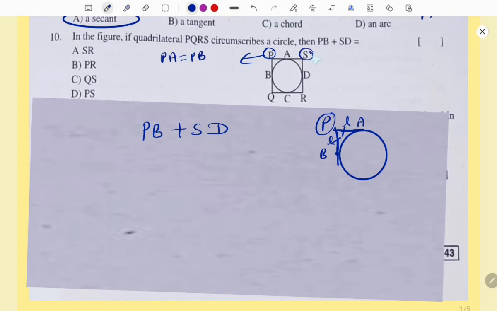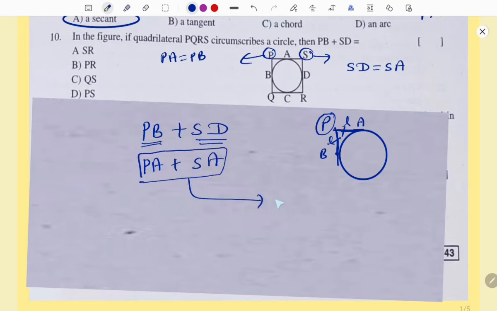Now, from S, we concluded that SD is equal to SA, yes or no? Now, PB is equal to PA, plus SD is equal to SA. Now, PA plus SA is nothing but PS. Yes, so option D is the right answer.